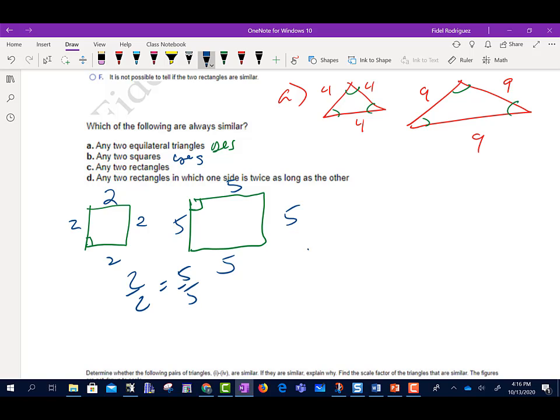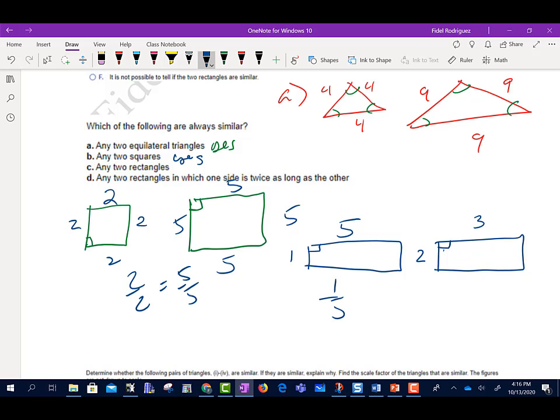Any 2 rectangles. Let's draw a rectangle here. Let's say this side is 1, and that side is 5. And then let's say this rectangle is 2 by 3. Is 1 over 5 the same thing as 2 over 3? If I cross multiply, that's 3, and that's going to give me 10. So no, they're not. For part C, I'm going to say no way.